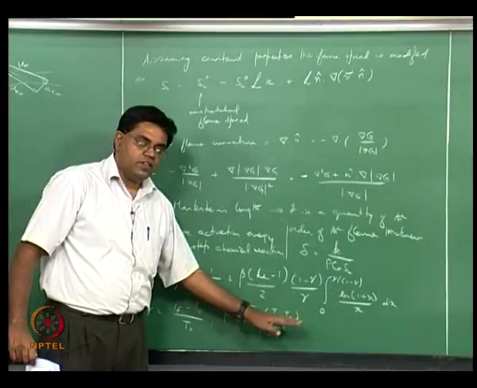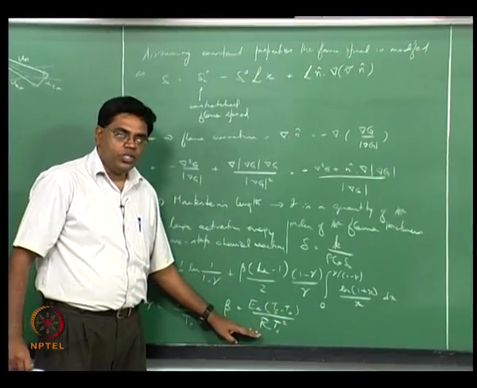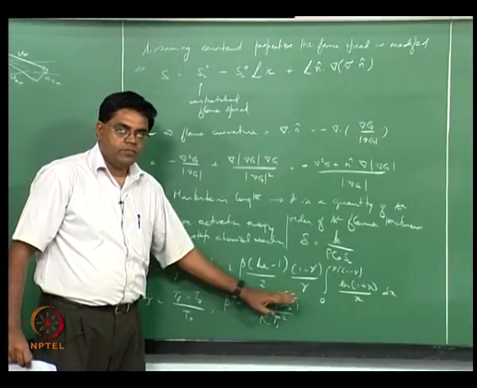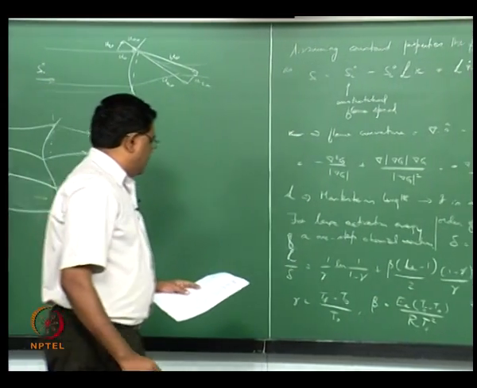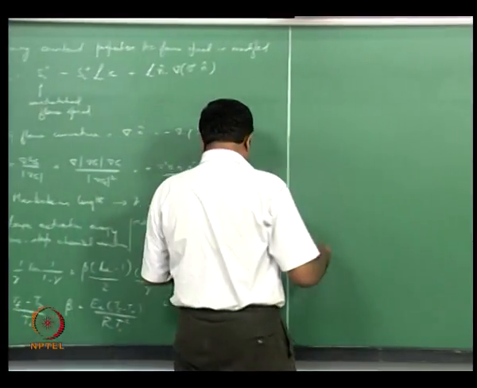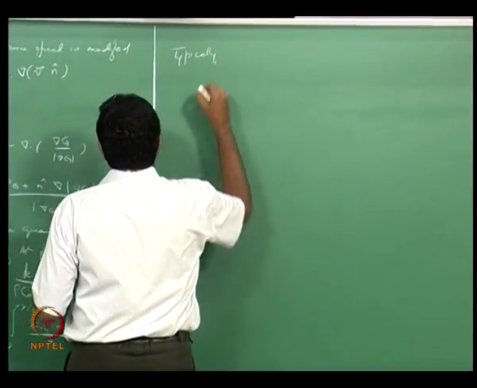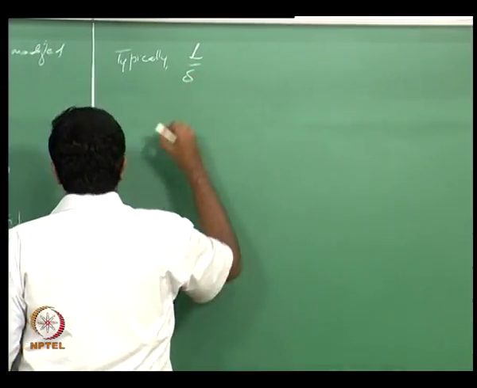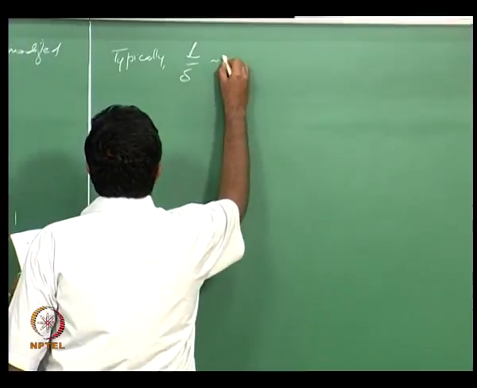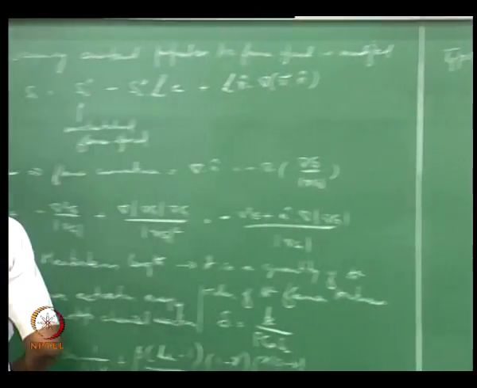You could say (Tf minus T naught) divided by T naught is gamma. So E over R T_f times gamma would be your beta. Now typically it's found that L over delta is 2 to 6. So there are analyses.